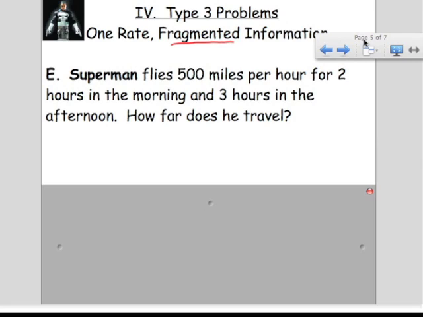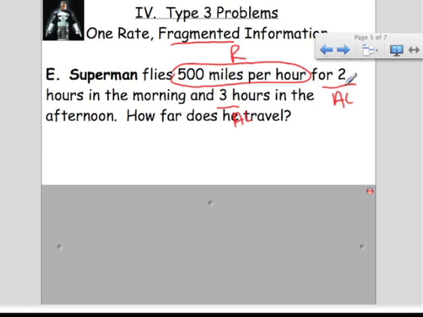Superman flies 500 miles per hour, so that's the same rate that we had in the very first problem, for 2 hours in the morning and 3 hours in the afternoon. How far does he travel? So the first thing I'm thinking here is I only see one rate, which is 500 miles per hour, but I see two pieces of additional information. And the reason is because if he goes 2 hours in the morning and 3 hours in the afternoon, his rate stayed the same the whole time of 500 miles per hour.